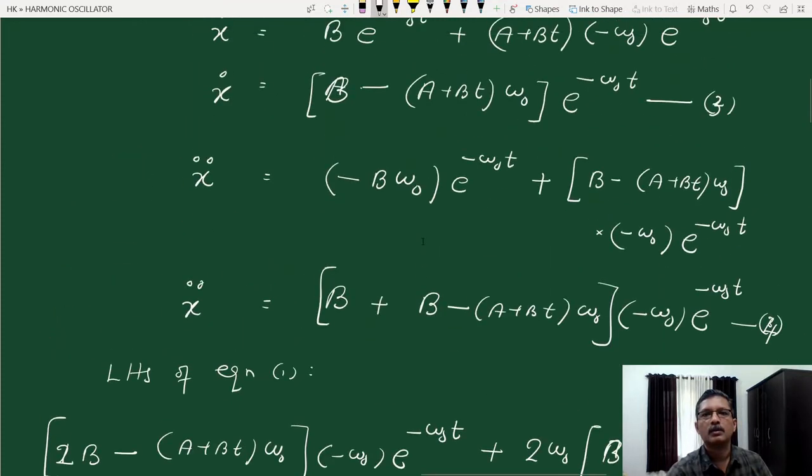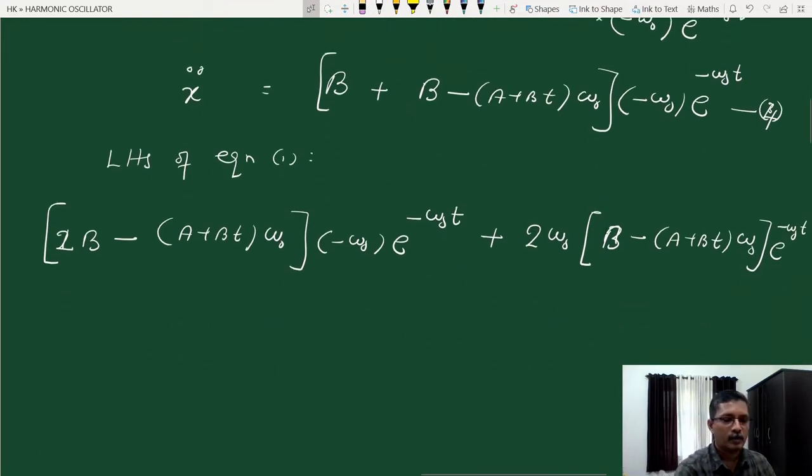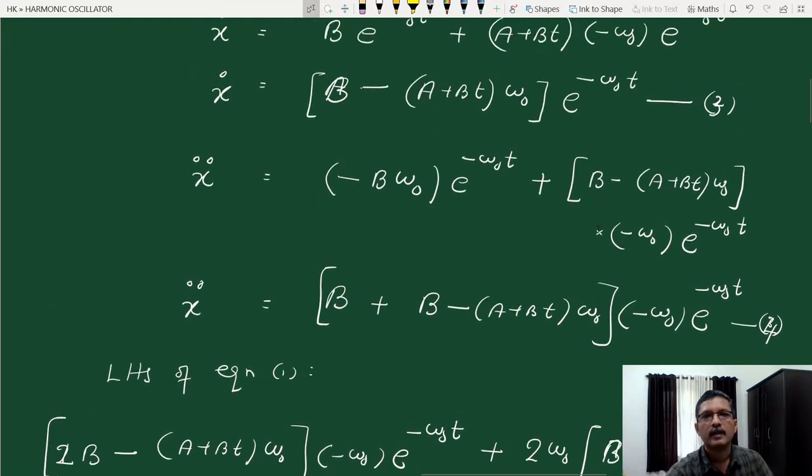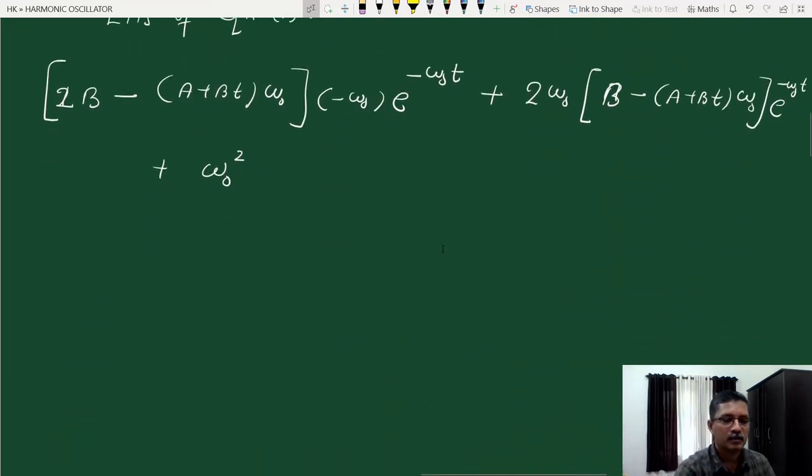So 2 omega 0 times x dot is there. X dot we have substituted from equation 3, and from equation 2 you have x. So what is the last term? Omega 0 square times x in equation 1. So plus omega 0 square times x, which is a plus bt times e raised to minus omega 0 t. So we have a plus bt times e raised to minus omega 0 t. This is the left hand side.